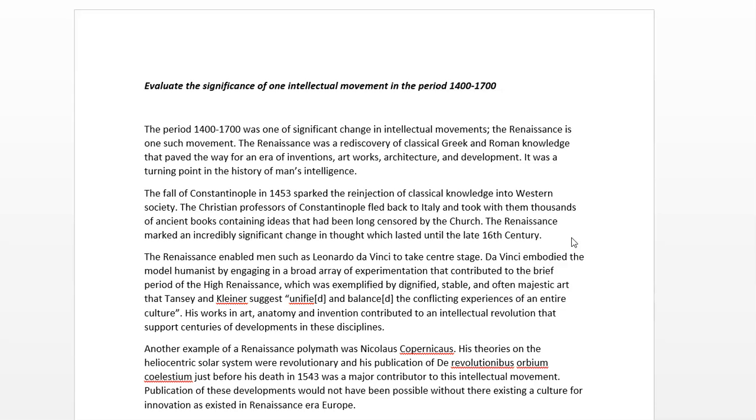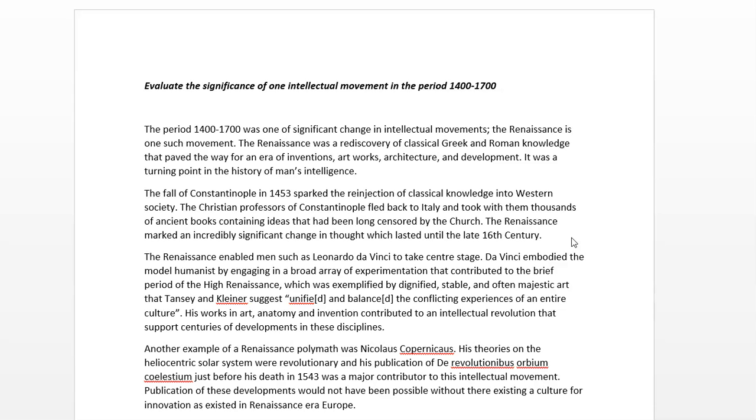So in that paragraph, I've included a historian, so there's some example of historiography there to support my points. And I've suggested that the significance of the Renaissance in this case is its contributions to later developments in disciplines such as anatomy and invention.